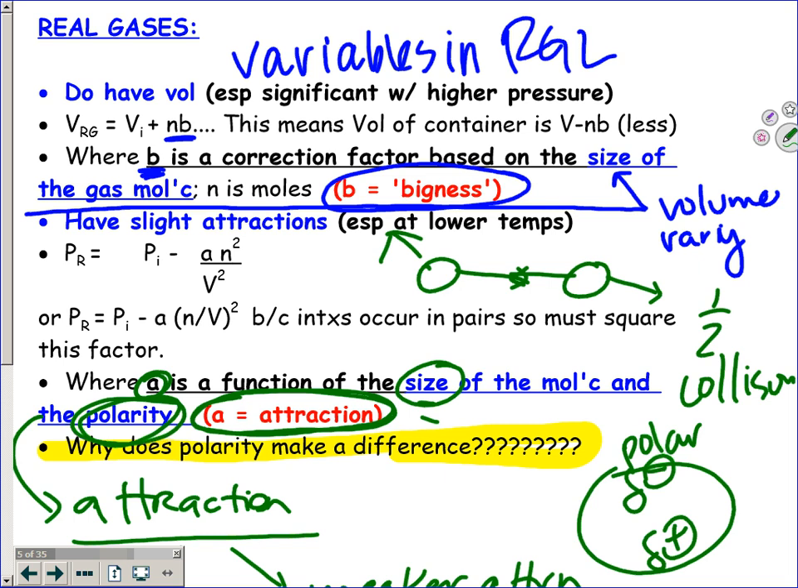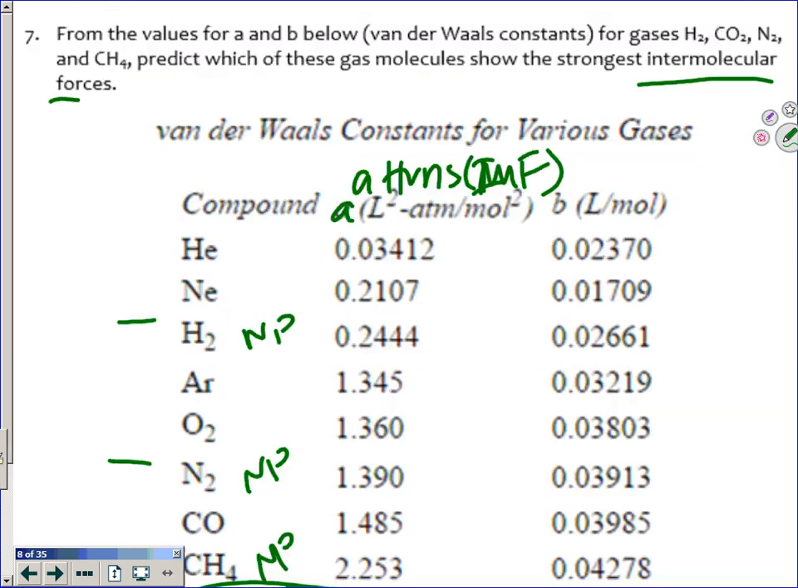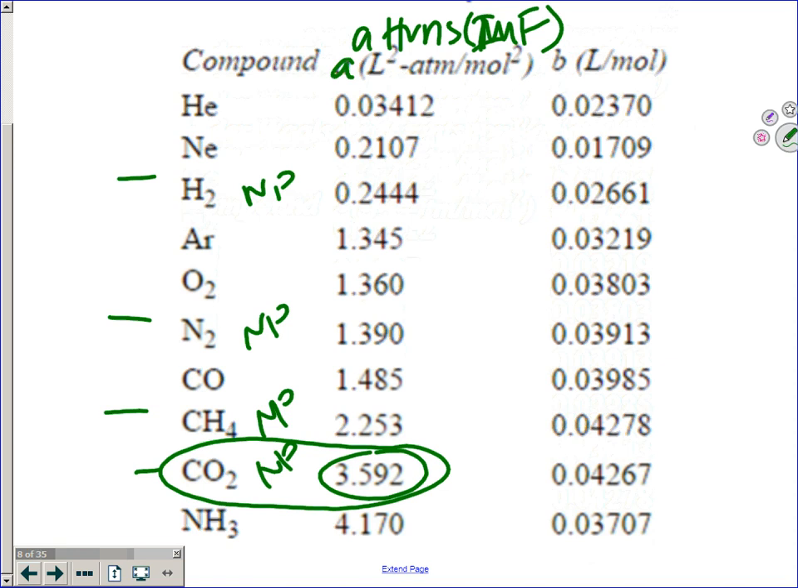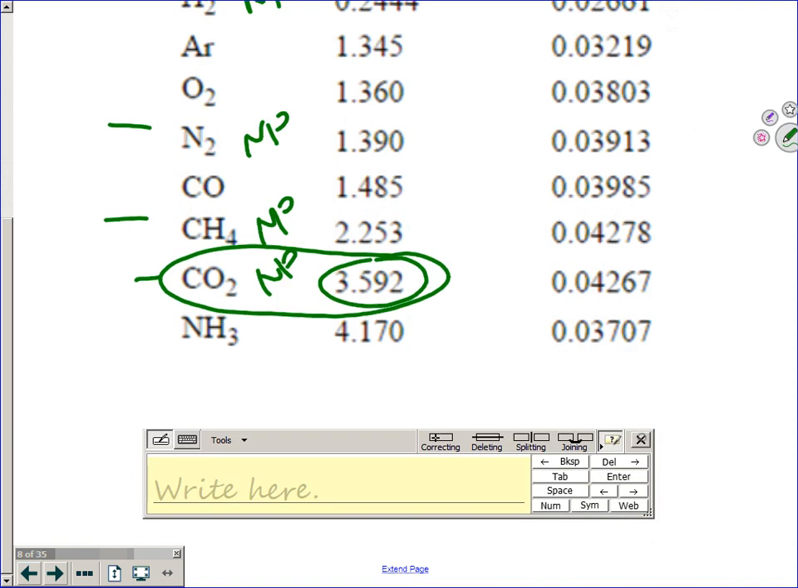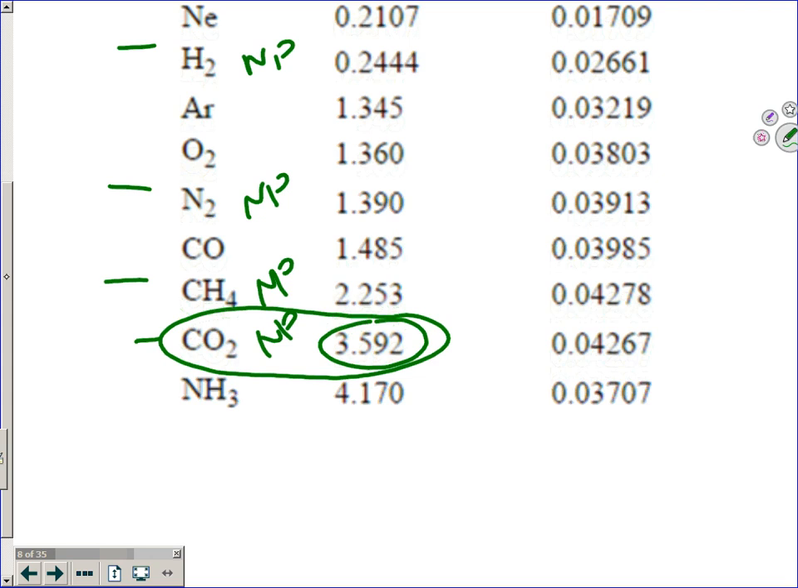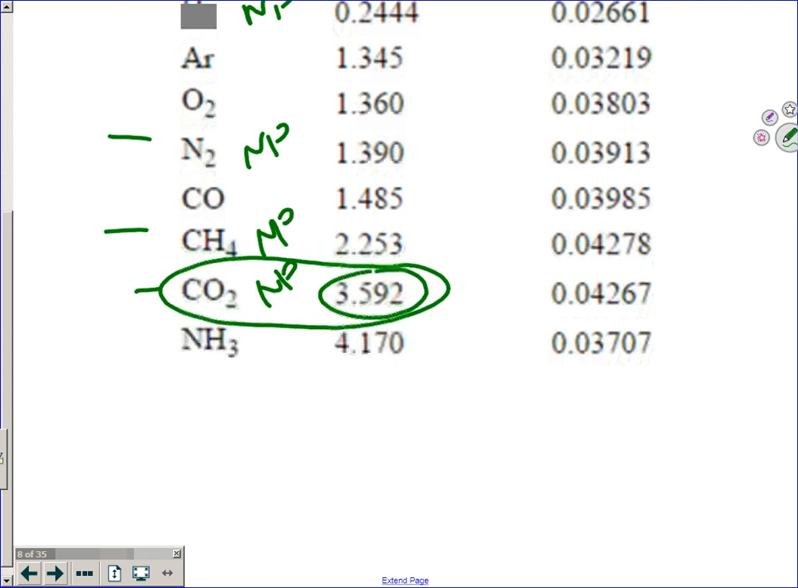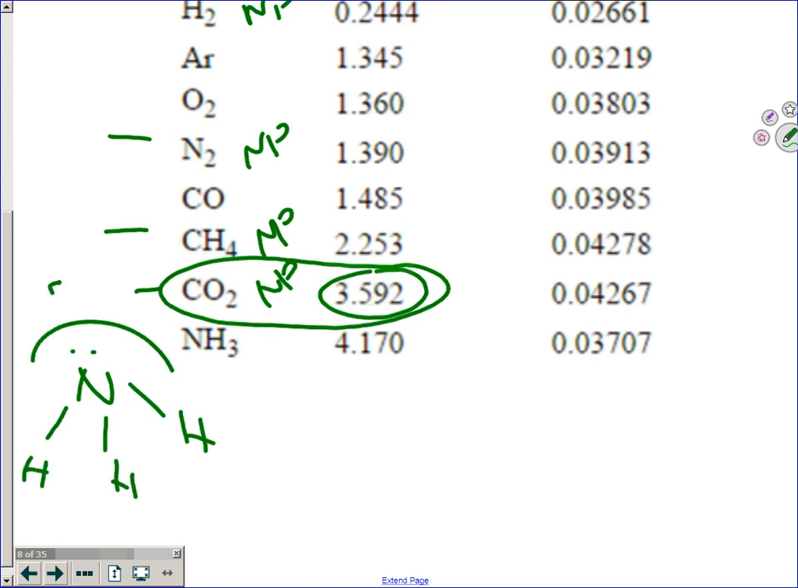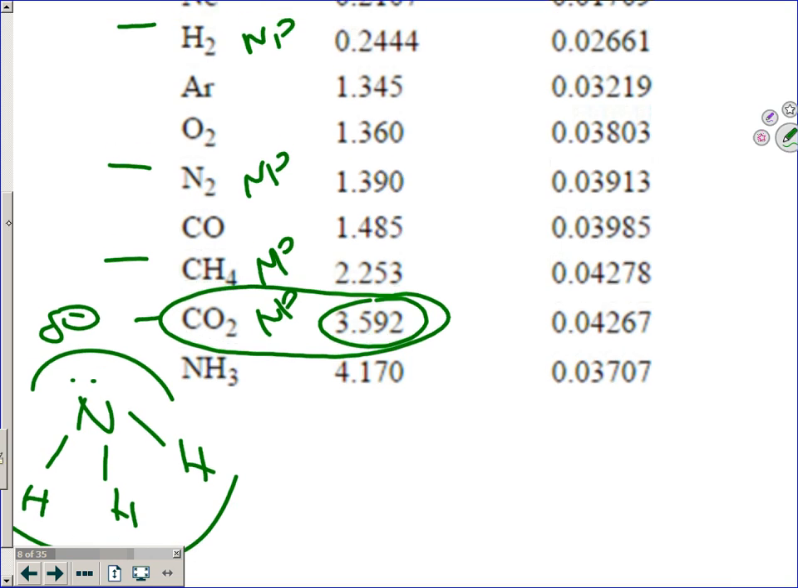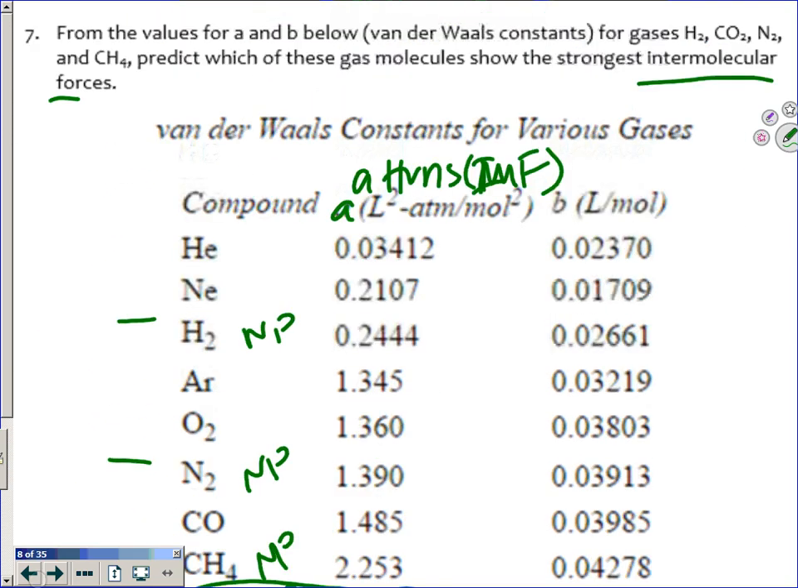Okay. So going back here, what do you guys notice has even bigger attractions? Ammonia, right? Do you know why? It's polar. It looks like this, N with three H's. Do you guys remember drawing those dot structures? That's polar because there's a big partial negative up here and a strong partial positive down there. So it actually has the interactions of hydrogen bonding. So it's going to be even stronger in attraction, so it would deviate the pressure even more because it will attract other particles.